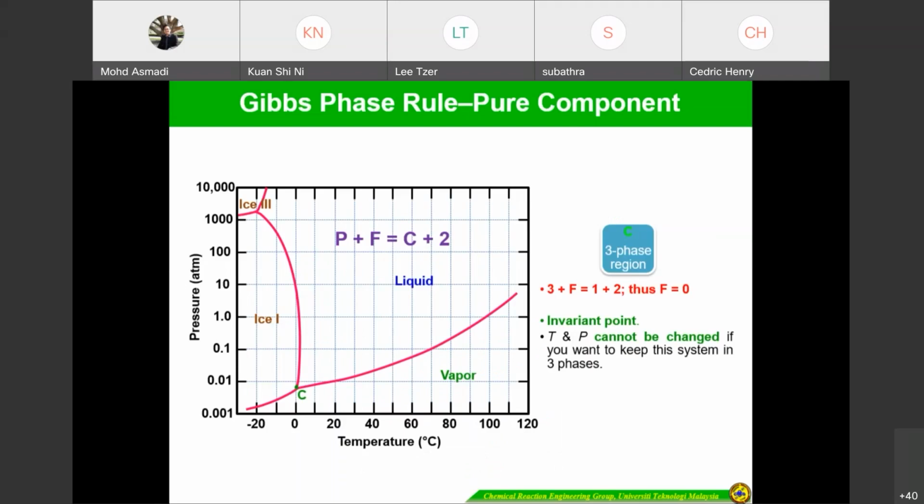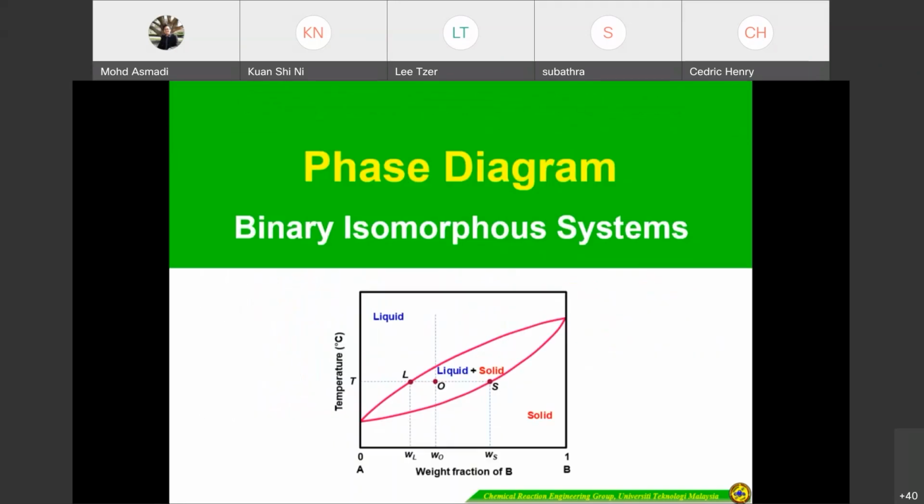So from these general binary diagrams, we will see the binary isomorphous system. Mostly we are focusing on the copper and nickel system because that one is one of the general examples for the complete solid solubility in the solid state. So let's see the binary isomorphous system.